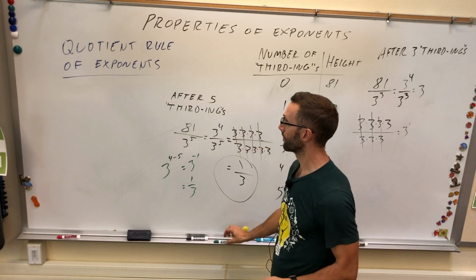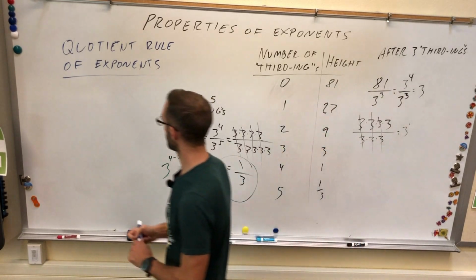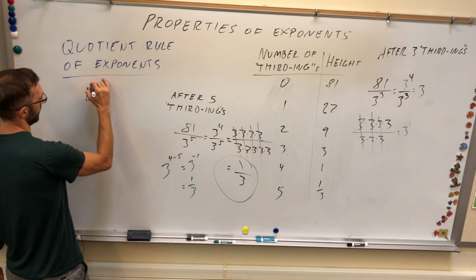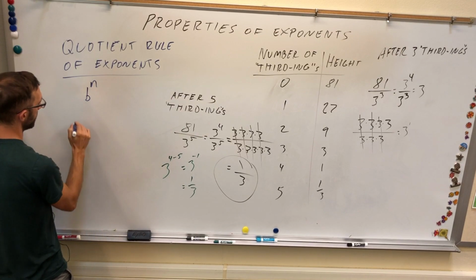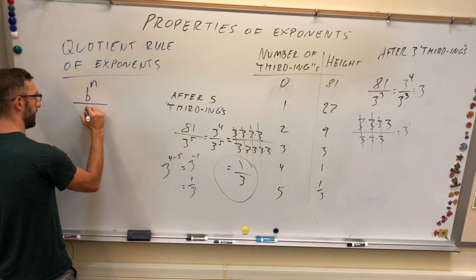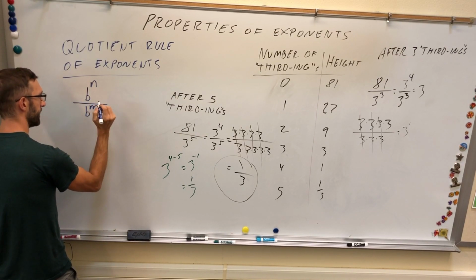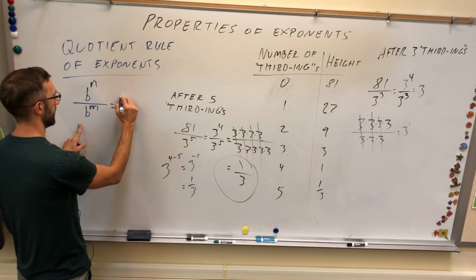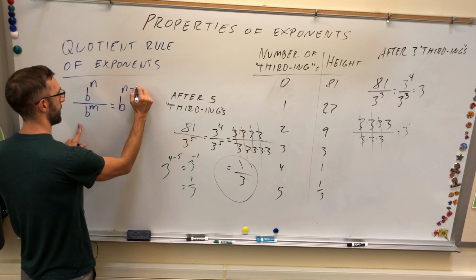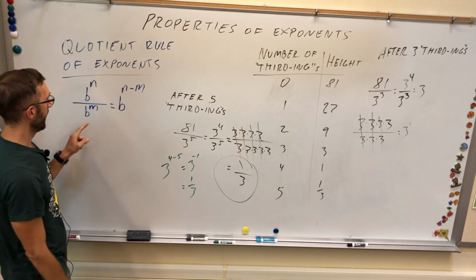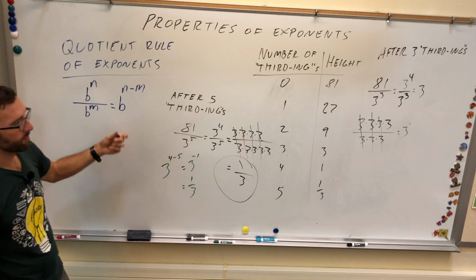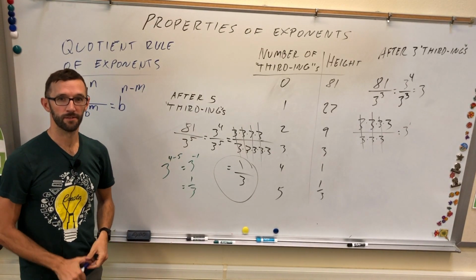So the quotient rule of exponents is what we have right here. If you have some base, we'll call it b, to the nth power divided by b to the m, this is the same as b to the n minus m. And that's the quotient rule of exponents, which we got to by playing around with the area of triangles.